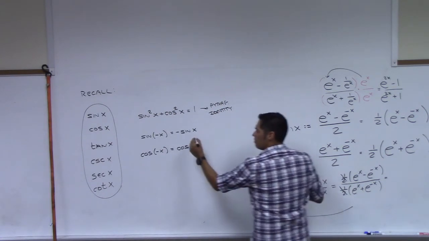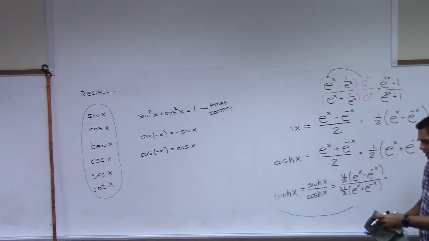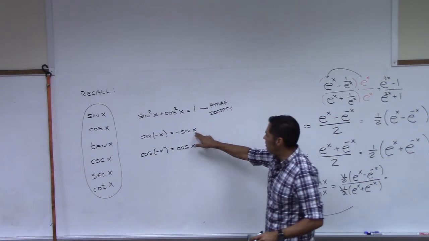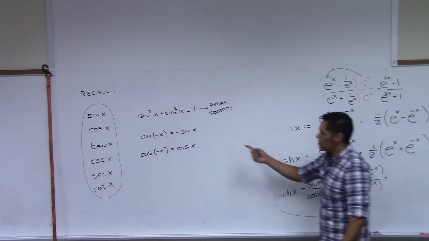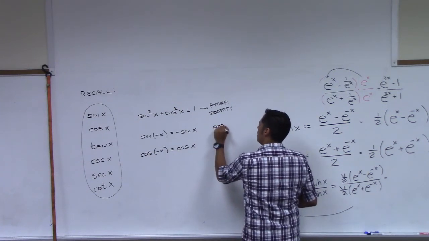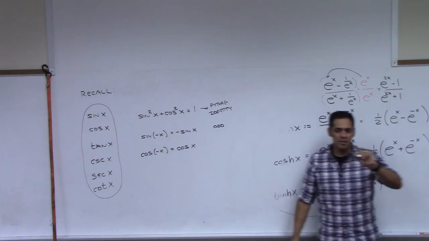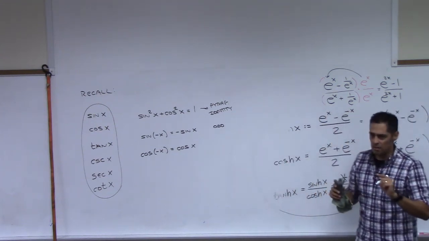Does anyone remember what that property is called? When you plug a negative into a function, it's the same thing as plugging in the positive, but then changing the answer to negative? Even and odd? Even and odd. Okay, so which one is this? Is this even or odd? Odd. Sine is an odd function. Remember that. Later on this semester, I think I'm going to blow your mind when I show you why it's actually called odd. All right?